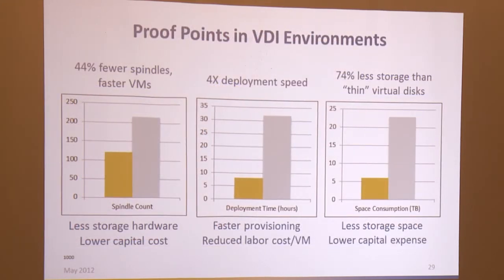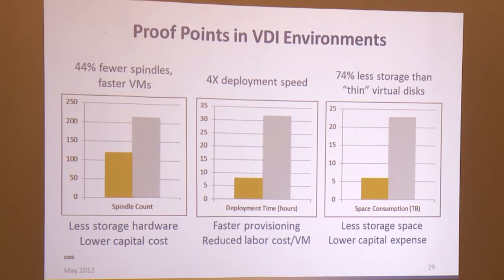Okay, this happens to be a benchmark against a 1,000 desktop environment that we ran on the Hyper-V side. And I'm just going to briefly mention, 44% fewer spindles relative to native Hyper-V. That, in that particular case, represented about, again, I only know dollars, so I'll stay out of that. Deployment speeds dropped from 32 hours to 8 hours for the 1,000 desktops on the redeployment.